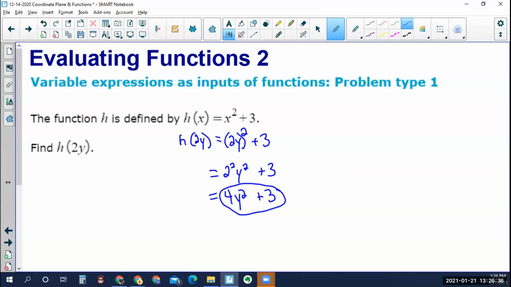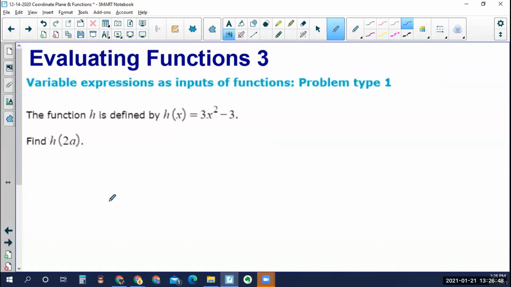I'm going to move forward here in just a sec, hoping most of us have been able to take a quick screenshot and stuff it into our Google Slides. And then it's a very similar problem. Here's the only difference. This one has a coefficient in front of the x squared. So we're doing 3 times the x squared. That is the only thing that's different about it. So I can just do h of 2a equals 3 parentheses, the 2a raised to the second power minus 3.